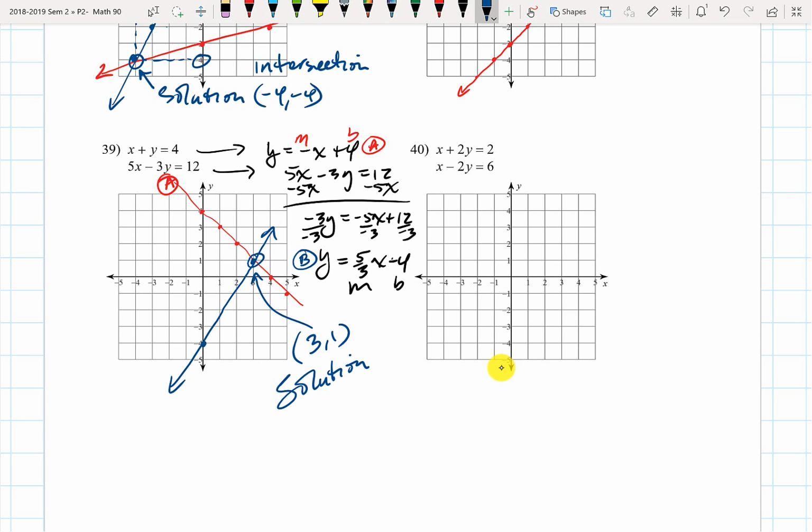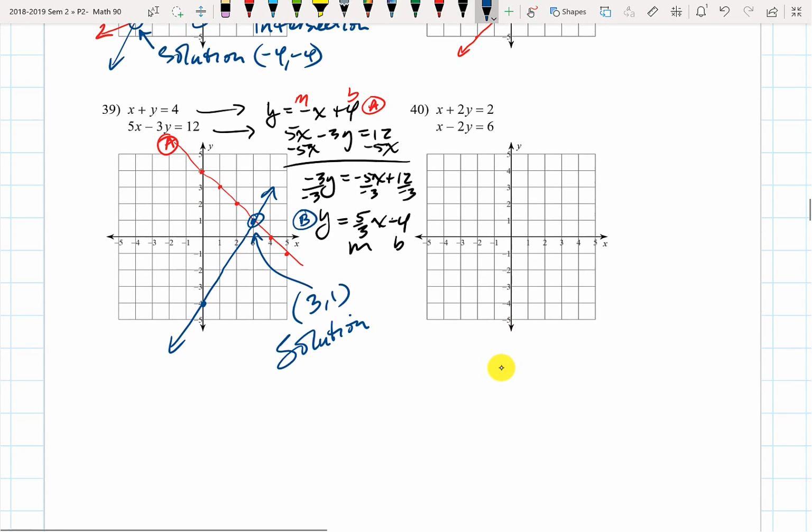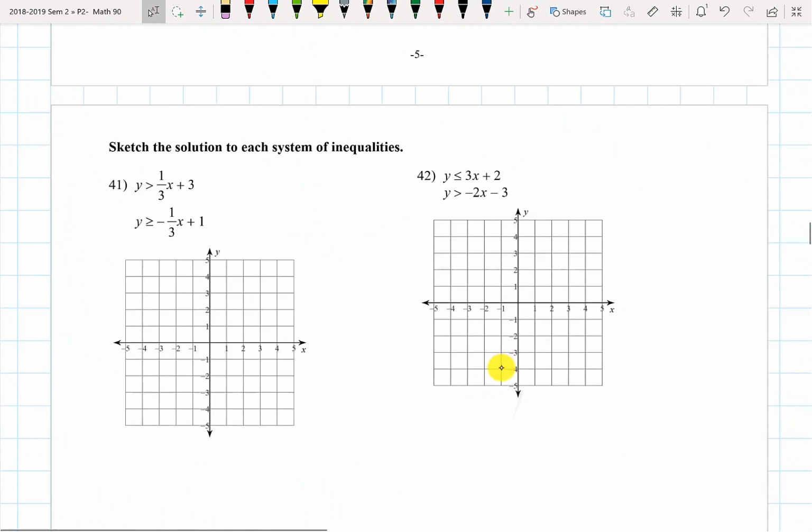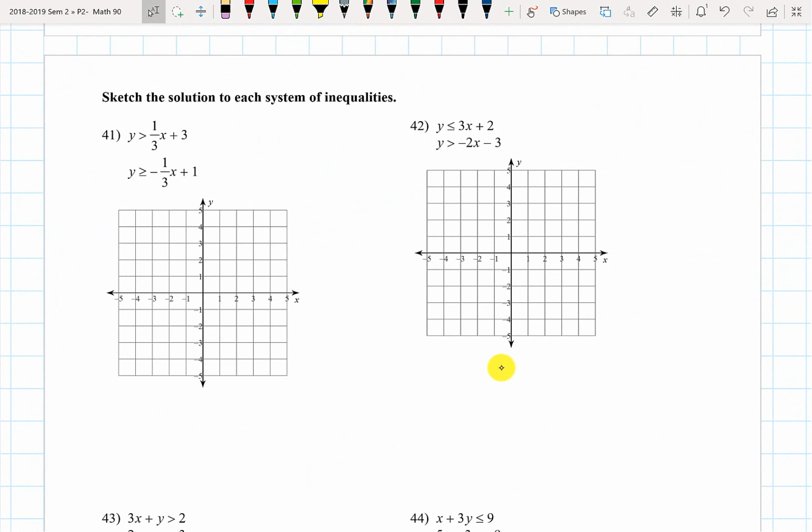Now number 40 is just like it. So give it a shot and check your answers in the back. Now these are a little bit different, so I'm going to do one of these. For this one, we want to graph first. And it's the intersection of the regions on this one. So the intersection of the regions.